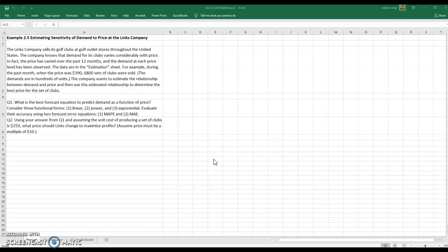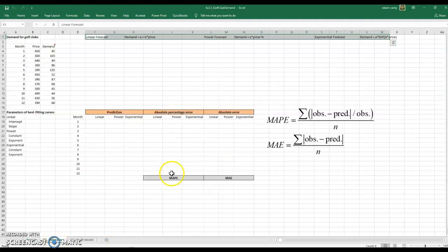And then question 2 is we're going to pick the best equation from question 1, and then we're going to figure out what price we should be using to maximize our club profit. We're going to be doing that in multiples of 10. So let's go to our estimation.